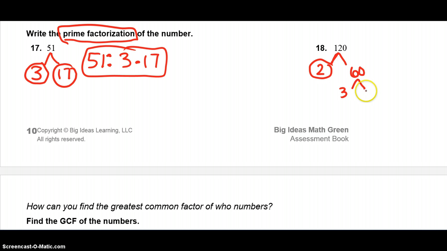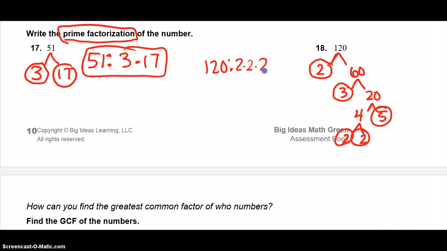3 and 20. 3 is prime, so I will circle that. 20 is, again, composite. I'm going to break 20 down to 4 and 5. 5 is prime. 4 is composite, so this will be 2 and 2. So then for the prime factorization of 120, again, I have to write this from least to greatest, so I have three 2's. So I'd write 2 times 2 times 2 times 3 times 5. That's one option.